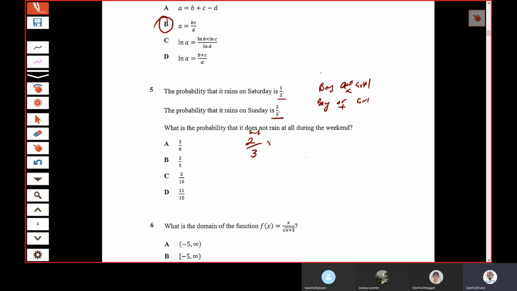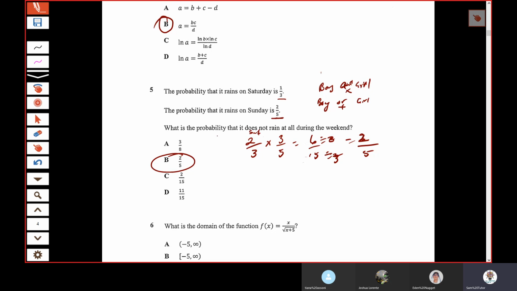So 2/3 times 3/5 is 6 on 15. Which, divide them both by 2. No, what? Divide them both by 3. Ugh. 2/5. There we go.